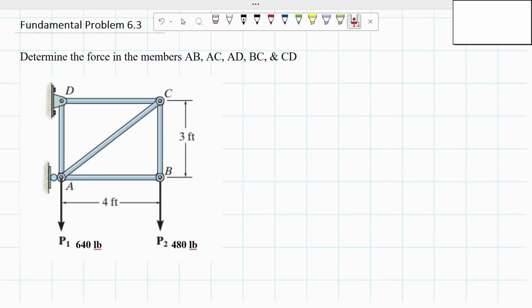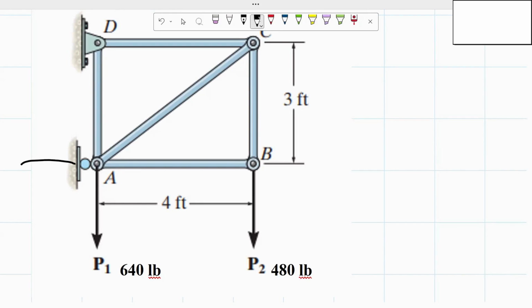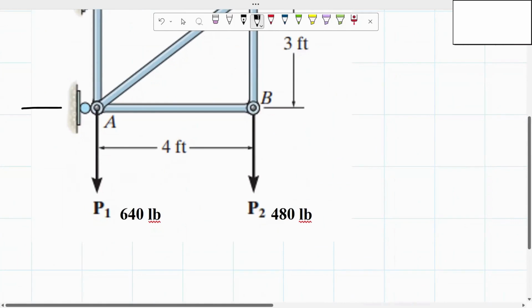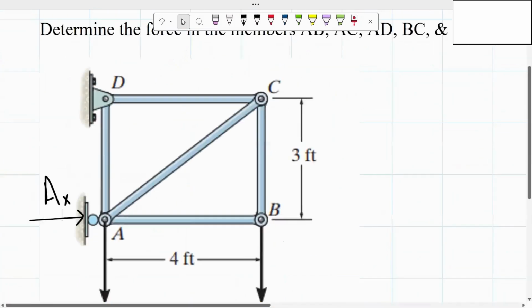To determine the forces of the members, the first thing we're going to do is determine how many reactions there are. If we look at point A, we can see that we have a roller, meaning that we're going to have one reaction. I'm going to assume that it is going upwards, or in this case for us, to the right. I'm going to call it A of X, since it looks horizontal to us.